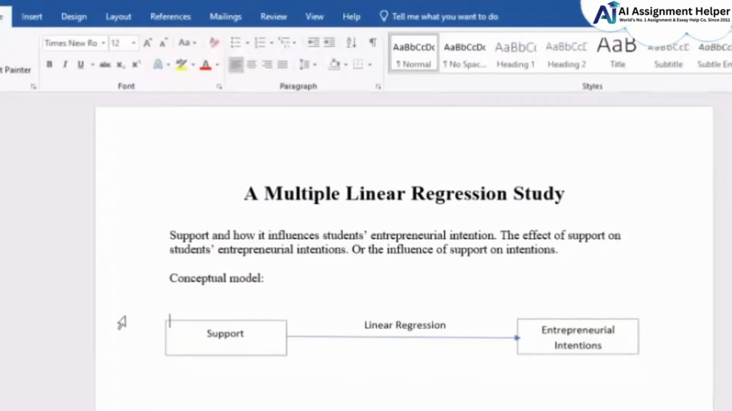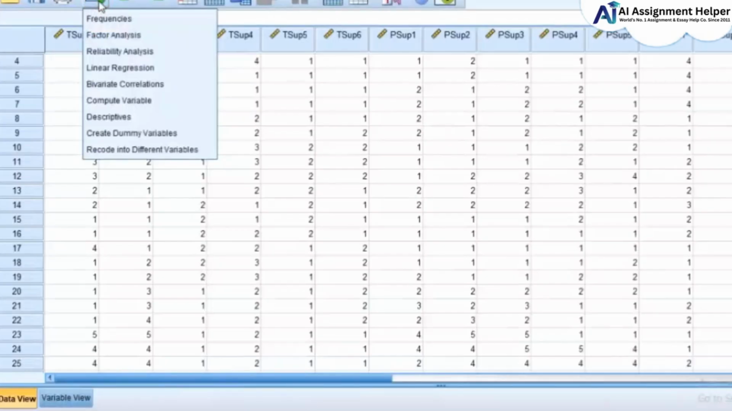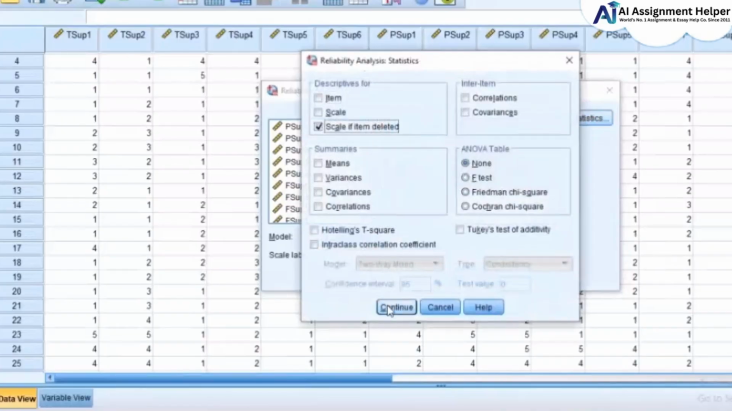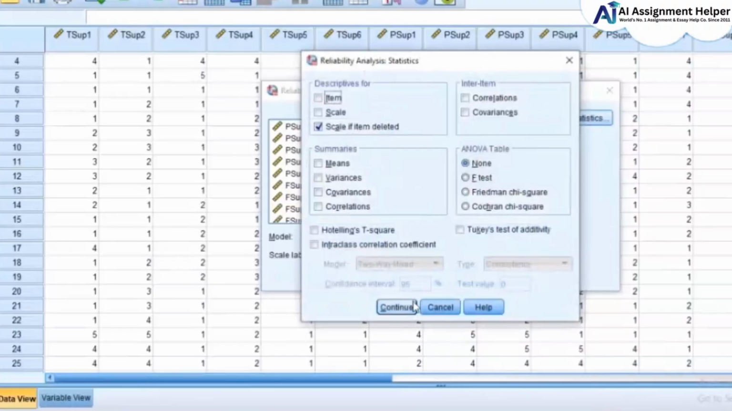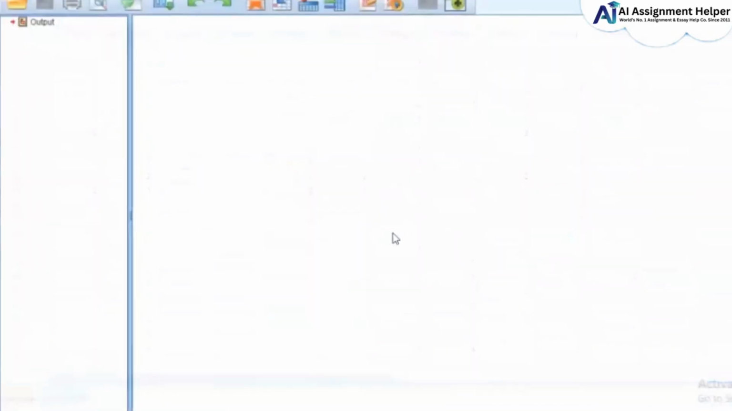Before regression, always check reliability. If Cronbach's alpha is above 0.70, your scale is generally reliable. Go to Analyze, Regression, Linear. Move your outcome variable into Dependent and move all predictor variables into Independent(s). Keep method on Enter, the standard option used in most thesis research. Now click Statistics, select Estimates, Model fit, Confidence intervals, Collinearity diagnostics. This helps detect multicollinearity, a very common thesis viva question.